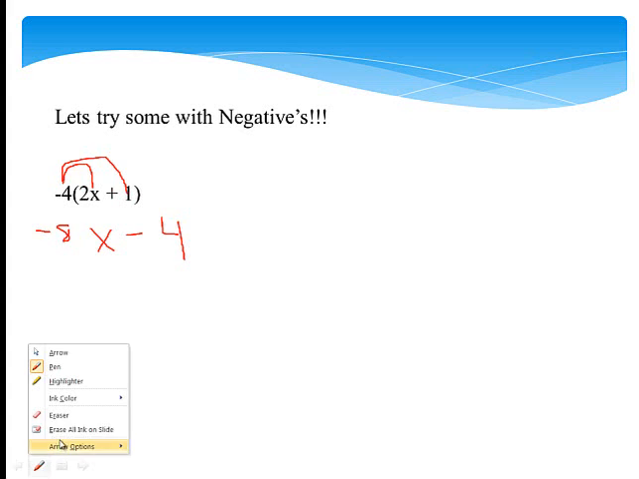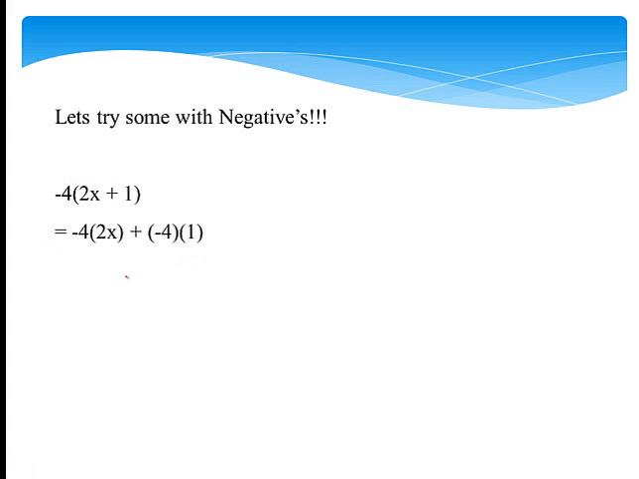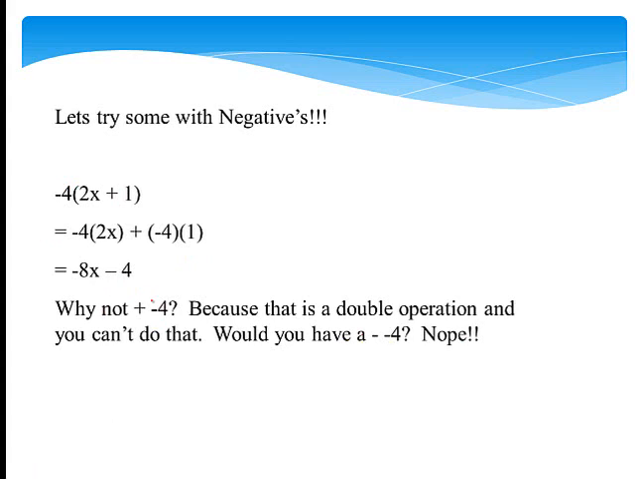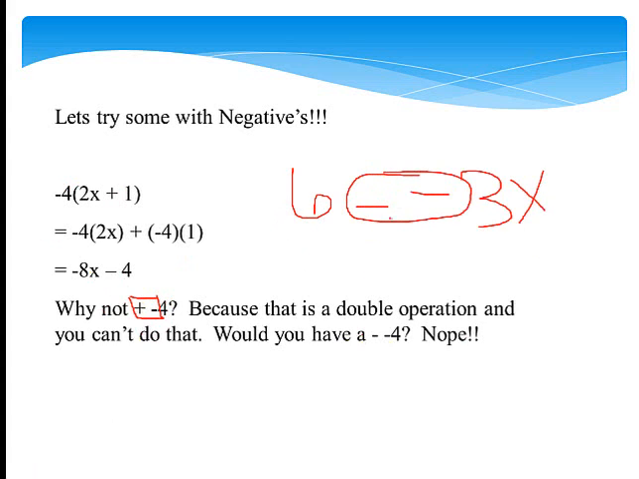Negative 4. Now, the reason I put it as negative 4 and not plus a negative 4 is because this right here is called a double operation. You're not allowed to have it. Have you ever seen a number that looks like this? No, you don't ever use a double operation. Remember, double negatives make a positive.